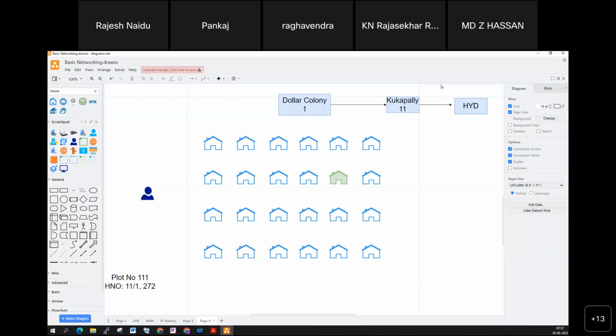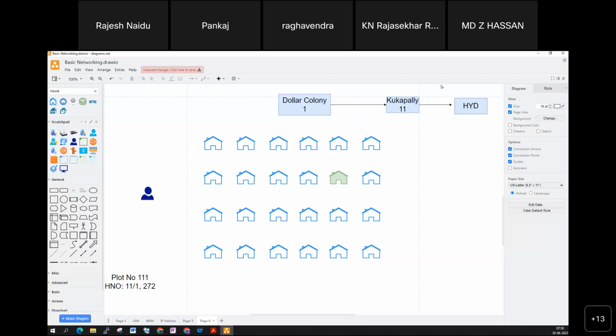Okay, so you said 11-1, so Kukatpally is just inside. As I see, you put 11-1, comma 272. So Dollar Colony comes later. Normally when we write the address, doesn't it come first?